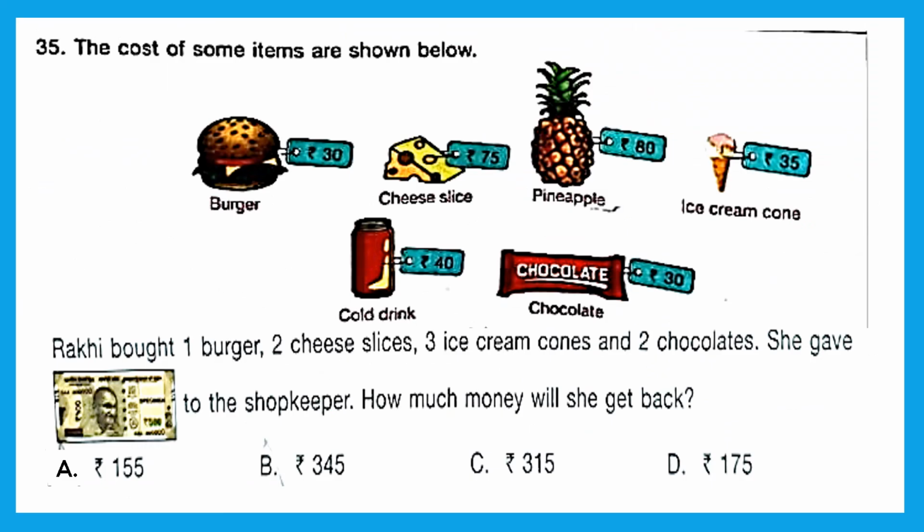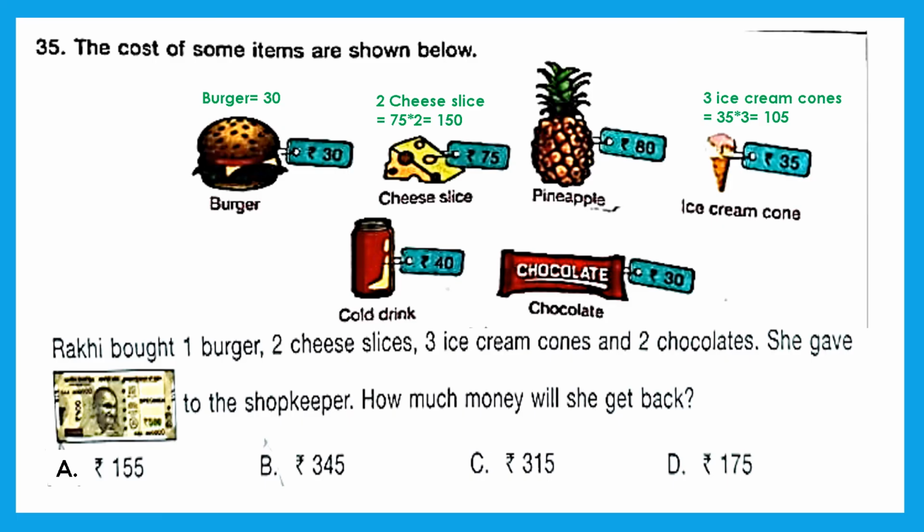Question 35. The cost of some items are shown below. So there are some items. The price tag is there. Let's see. Rakhi bought 1 burger. That means equal to rupees 30. Then she bought 2 cheese slices. So 1 cheese slice costs 75. 2 will cost 150. 3 ice cream cones. So one costs 35. So 3 ice cream cones will cost 35 into 3, that is 105.